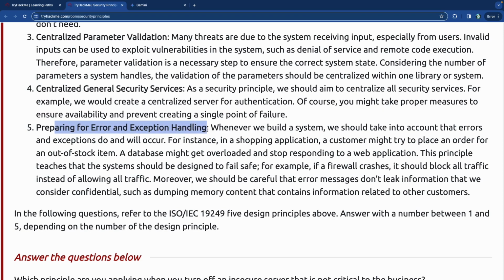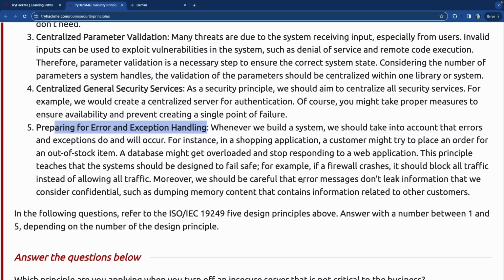Preparing for error and exception handling. Whenever we build a system, we should take into account that errors and exceptions do and will occur. For instance, in a shopping application, a customer might try to place an order for an out-of-stock item. A database might get overloaded and stop responding to a web application. This principle teaches that systems should be designed to fail-safe. For example, if a firewall crashes, it should block all traffic instead of allowing all traffic.